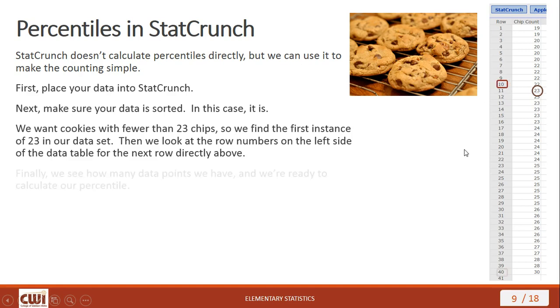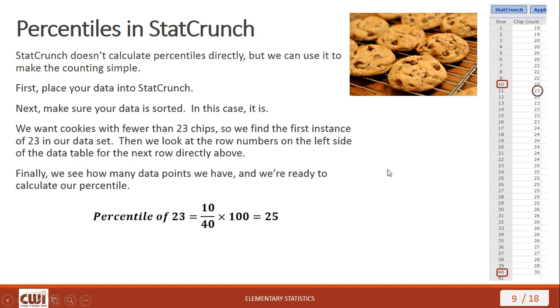And then we look down at the bottom to get the total number, and that's 40. And now we've got what we need to calculate our percentile. So we calculate it just as we did before. Take the 10, divide by the 40, multiply by 100, and we see that we're in the 25th percentile. So StatCrunch can make this process of finding the percentiles a little bit easier.